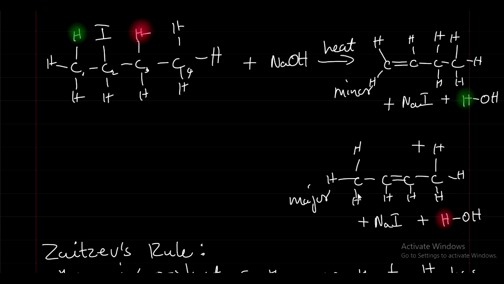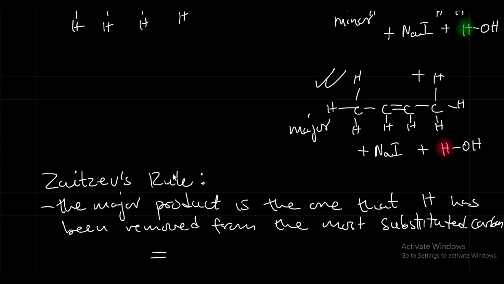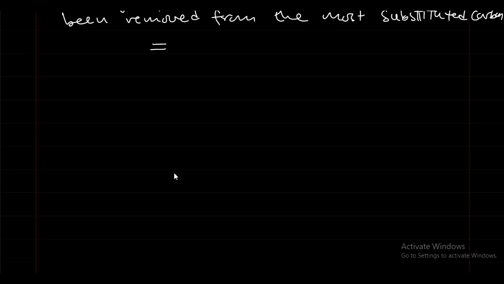So now you can see that the one that we're going to prefer is this one. This will be our main product. Okay. And this one will be a byproduct. So that's all there is to Zaitsev's rule. It also applies in dehydration. Yes, in dehydration. It also applies in dehydration. Okay, guys, you can do other examples by yourself.